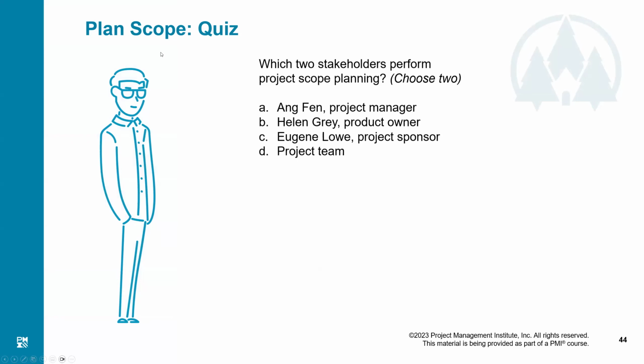Okay, when I say plan scope, there could be a couple of questions. Which two stakeholders perform project scope planning? You can choose two who are involved in planning. Ang Fan is the project manager, Helen Gray is the product owner, Eugene Lowy is the project sponsor, and D is the project team. Now, out of them, you have to pick two of the stakeholders for scope planning. What are they?